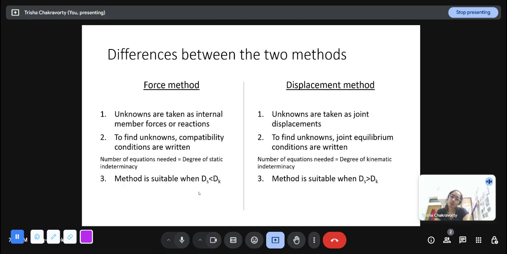The broad differences between the two methods are: for the force method, unknowns are taken as internal member forces or reactions. For the displacement method, the unknowns are taken as joint displacements. For the force method, to find unknowns, compatibility conditions are written, and the number of equations needed is the degree of static indeterminacy. In displacement methods, to find unknowns, joint equilibrium conditions are written, so the number of equations needed is equal to the degree of kinematic indeterminacy. If I have a choice between these two methods, I prefer to solve a problem with a lesser number of unknowns. So if the degree of static indeterminacy is lesser, I'm going to choose force methods, and if the degree of kinematic indeterminacy is lesser, I'm going to choose displacement methods.